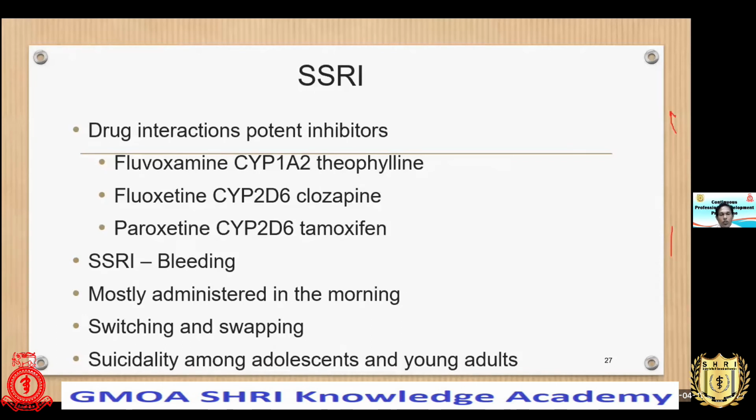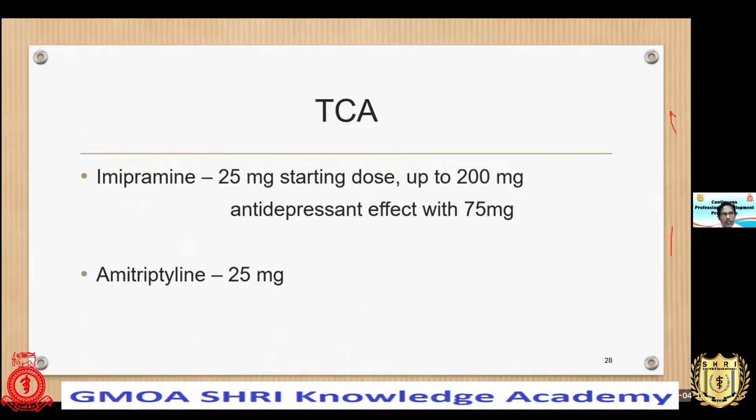And on switching and stopping, we do not stop SSRIs abruptly. I mean, nothing serious, but it can have some withdrawal effects. So what we do is we reduce one medication while introducing another one. Let's say we reduce fluoxetine from 60 milligram to 40 for 2 weeks and 20 for 2 weeks while introducing the other medication. And sometimes researchers say that suicide among adolescents can increase with SSRIs.